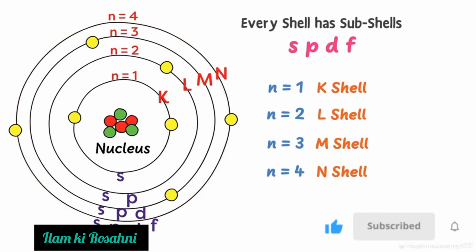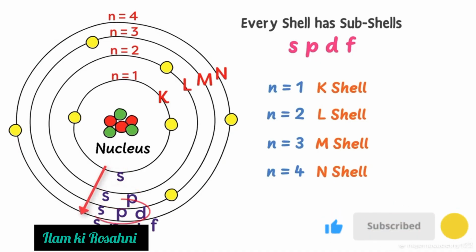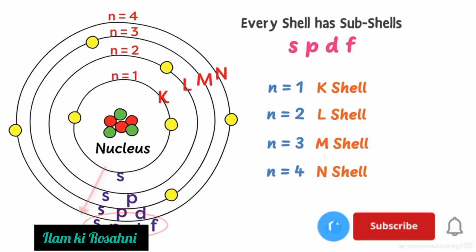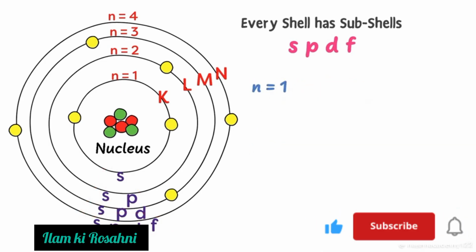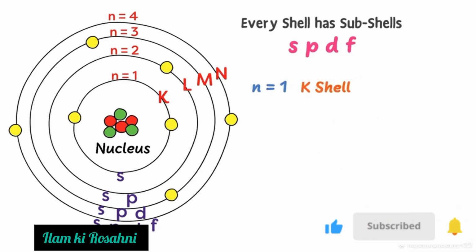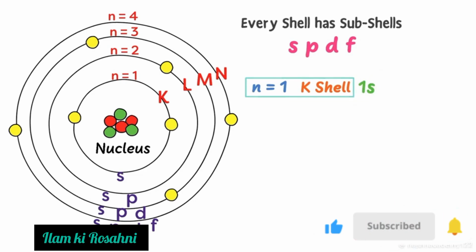Secondly, when you go from the first shell to the fourth shell, add one subshell successively, like S, then S, P, then S, P, D, and then S, P, D, F. Now I write n is equal to 1. And we know that it is the K shell, and the K shell has only one subshell, I mean S. Here I write 1 with this S, because this S subshell belongs to the first or K shell.